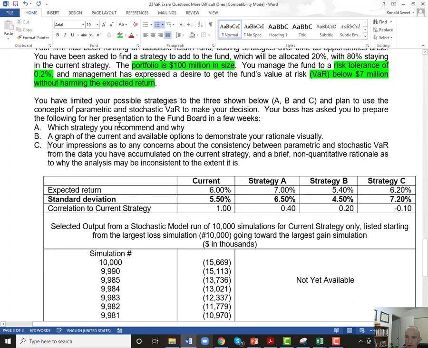So which strategy would you recommend and why between A, B, and C? You've got to say the why and then provide the graph. So let's go to the Excel and let's see what we can come up with.